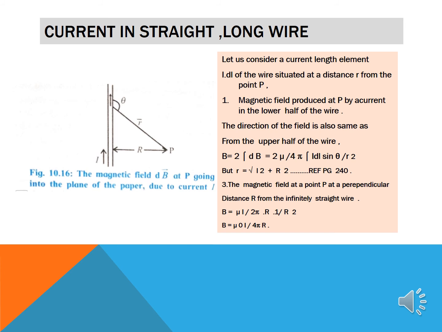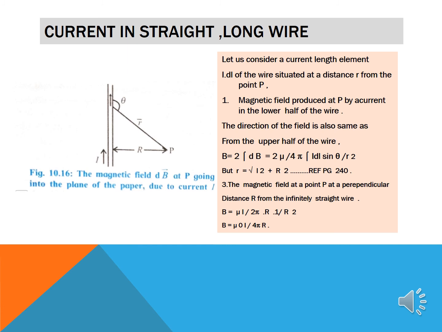the currents. The first distribution that I am going to explain is the current in a straight long wire. Let us consider a current length element dl of the wire situated at a distance r from the point P. This is very clearly seen in diagram 10.16, which shows the placing of the point P at a particular angle denoted by theta. The magnetic field produced at a point P by a current in the lower half of the wire, the direction of the field is also the same as from the upper half of the wire.